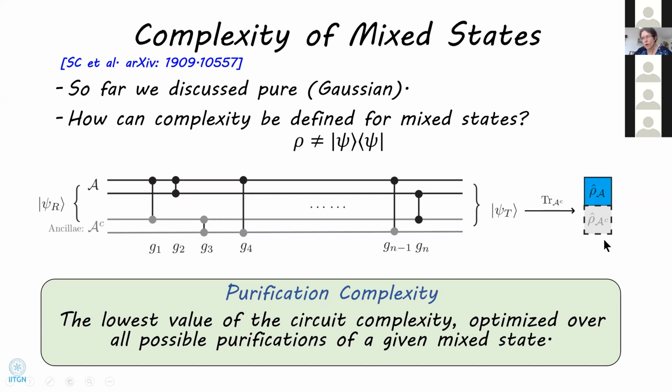Of course, there are many ways of doing that. So for a given mixed state, there are different ways of purifying them. And so we can ask the question, starting with the reference state, what is the closest purification using our previous definitions of complexity of pure states? To go from the reference state to the target state, I don't need anything but the definition for pure states. Now I'm going to look at all possible purifications and which one is the closest. So the purification complexity is going to be defined as the lowest value of the circuit complexity optimized over all the possible purifications of a given mixed state.